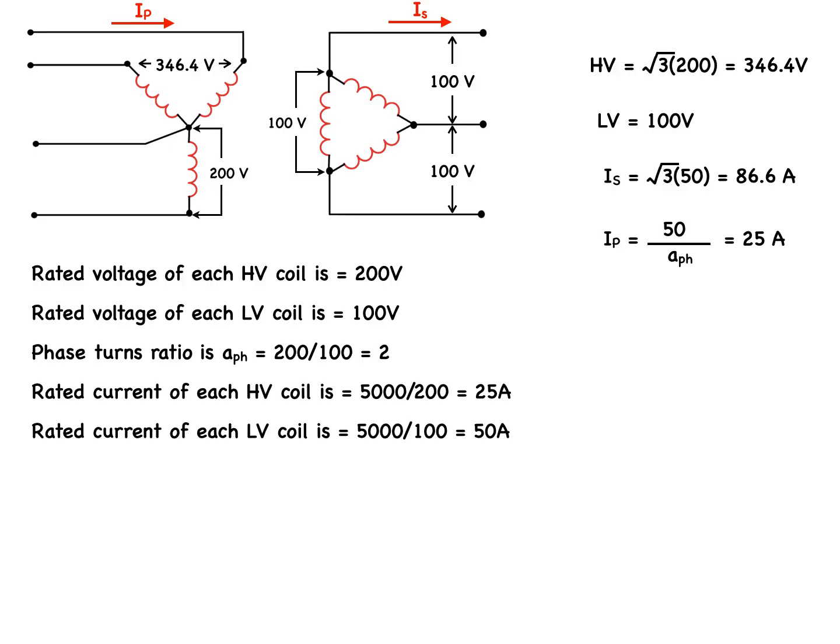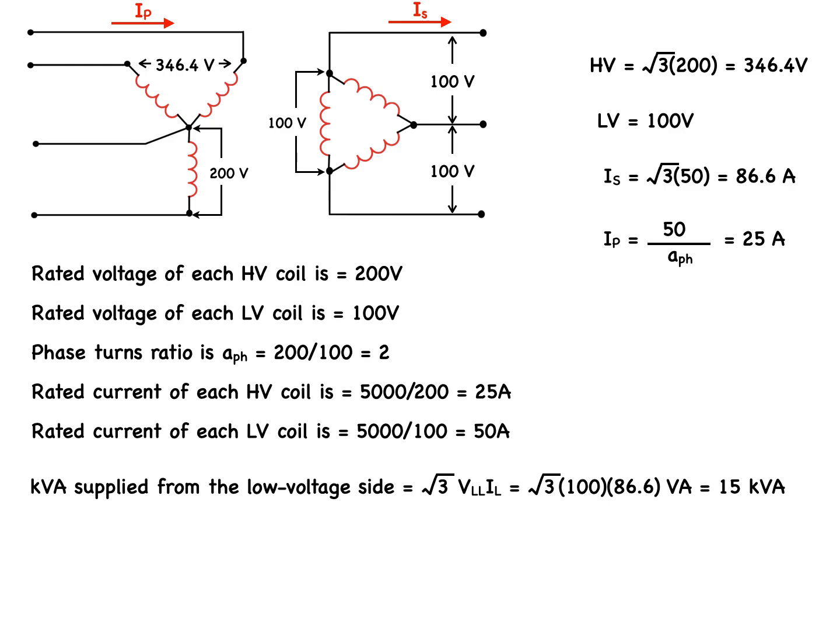Now we are in a position to calculate the total kVA handled by the three-phase transformer bank. Referring to the low voltage side, the transformer supplies 86.6 amps line current at the line voltage of 100 volts. Therefore, the total kVA supplied is the square root of 3 times the line-to-line voltage times the line current, which equals the square root of 3 times 100 times 86.6, and that is equal to 15 kVA.